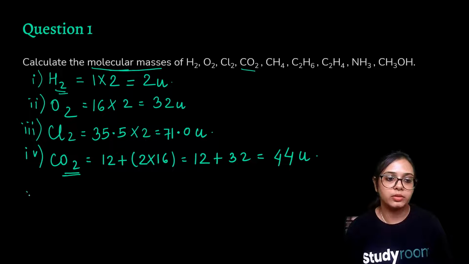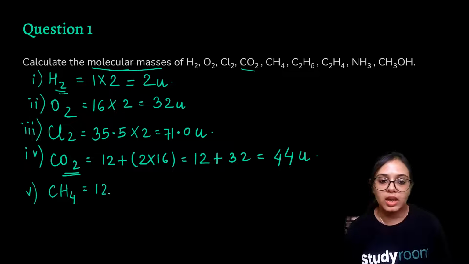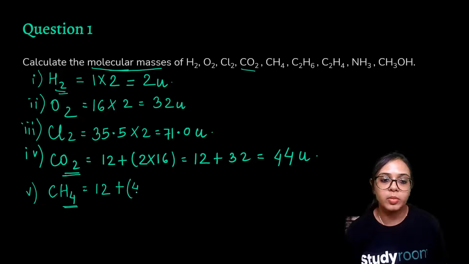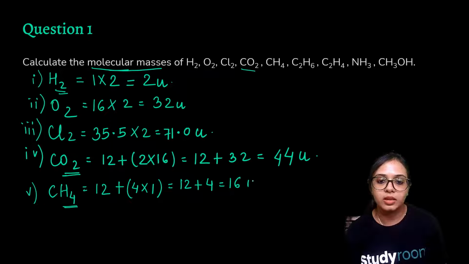Next, we have methane, that is CH4. So we are having 12 as the atomic mass unit of carbon. For hydrogen, since there are 4 atoms of hydrogen and we have to calculate the molecular mass, we will be multiplying 4 into the atomic mass unit of hydrogen, that is 1. So we will be basically adding up 12 and 4, that is your 16U.